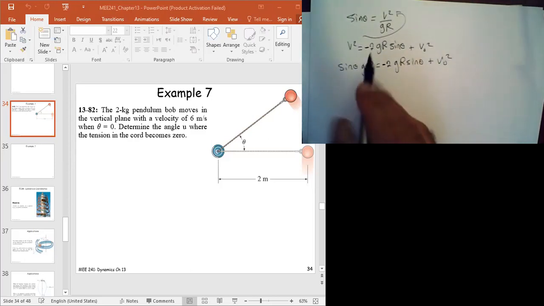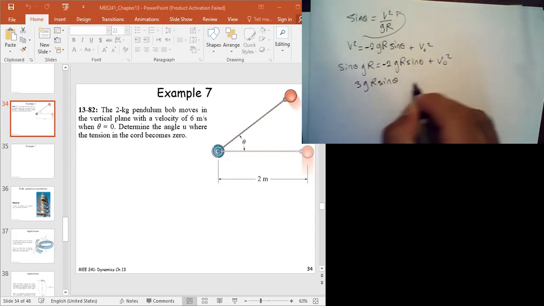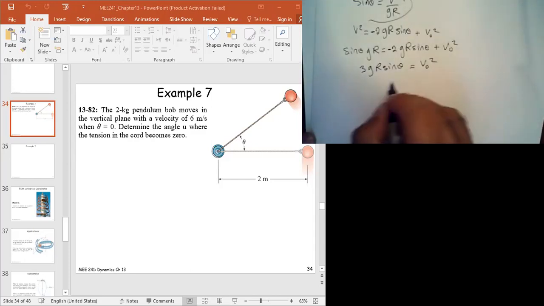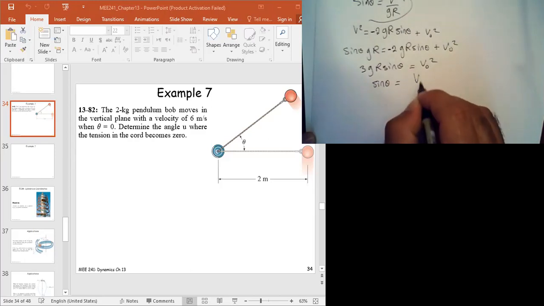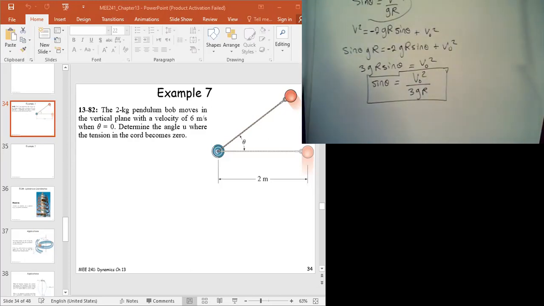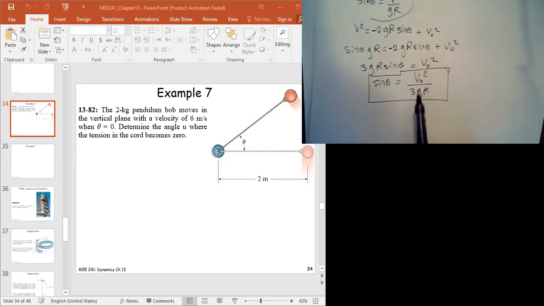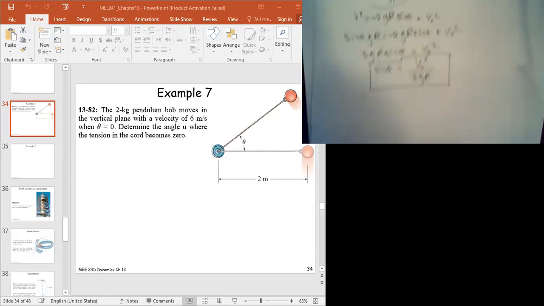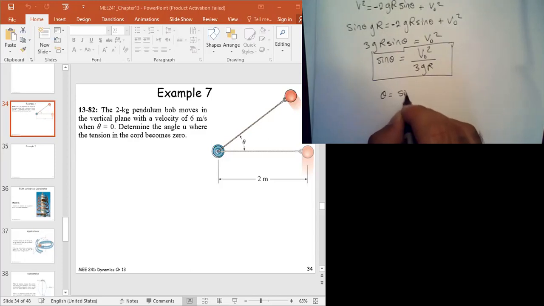So now I can bring that over here. So it's going to be 3 gr sine theta is equal to v0 squared. So now we're good. So sine theta is equal to v0 squared over 3 gr. Remember initially we had sine theta equal to v squared over gr. Now sine theta is equal to v0 squared over 3 gr as a result of using the initial velocity and not using the current velocity. Okay, so how do I find theta? Theta is going to be inverse sine of that.